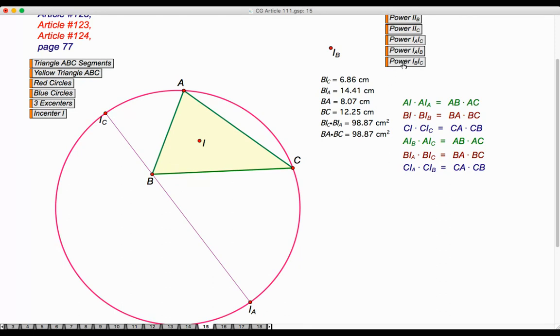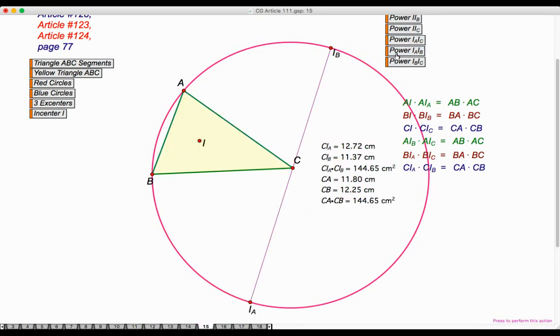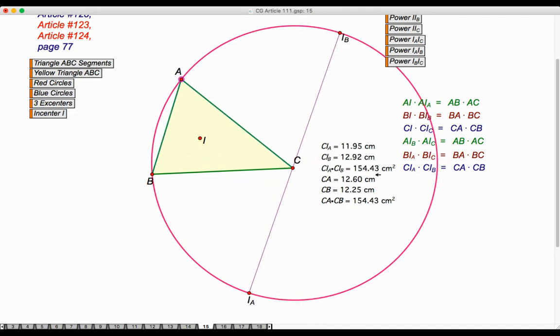Okay, so now let us consider this one. That one now is a power of point C. So that's this one. Power of point C will be C I sub B times C I sub A equal to CA times CB. That's this one. And the product is always the same. 154.43. So that's the power of point C.